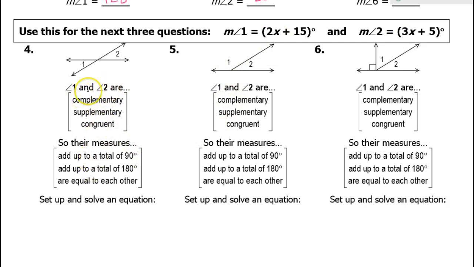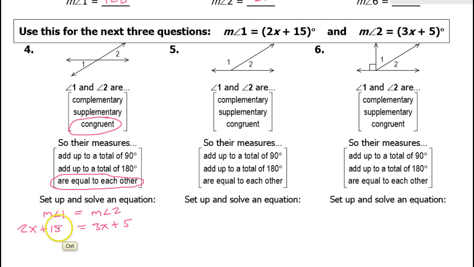Angle 1 and 2 are vertical angles, and we know that vertical angles are congruent. So that means their measures are equal to each other. The measure of angle 1 equals the measure of angle 2. So the measure of angle 1 is the expression 2x plus 15, and that should equal the measure of angle 2, which is 3x plus 5.